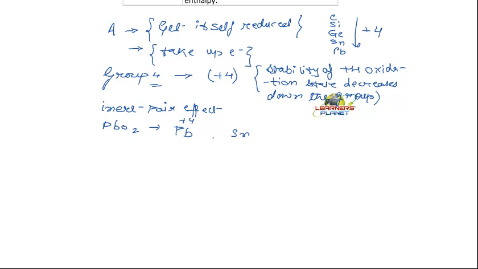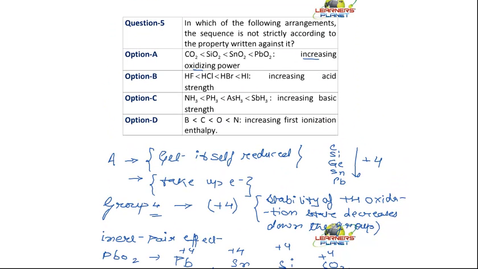Likewise, tin oxide, the oxidation state is +4. Silicon dioxide, these are all dioxides, right? +4, and CO2, +4. So which will have more tendency to go to +2 state? Lead. Likewise, tin. So they are arranged in increasing oxidizing power. So this is the correct one. What are we asked? It is not. Do emphasize on this word not. So this is according to the property written there.